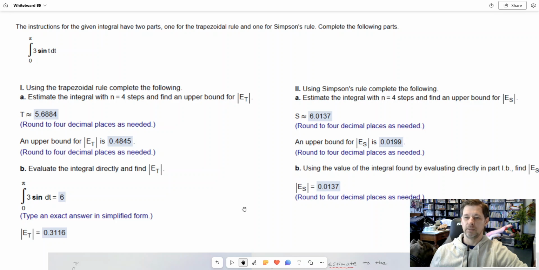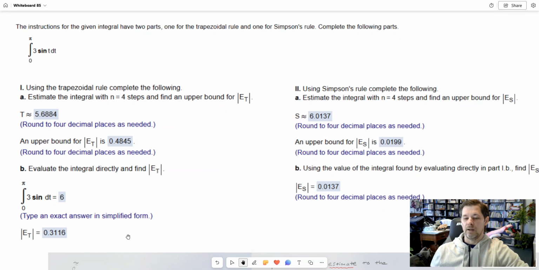Well, greetings, everybody. So here I have a problem from our assignment, and it deals with the trapezoidal rule and Simpson's rule. And it goes like this. We'll calculate the trapezoidal and Simpson's rule estimates, and then talk about what the error involved in those estimates is going to be. All estimates involve some kind of error, otherwise they wouldn't be estimates.